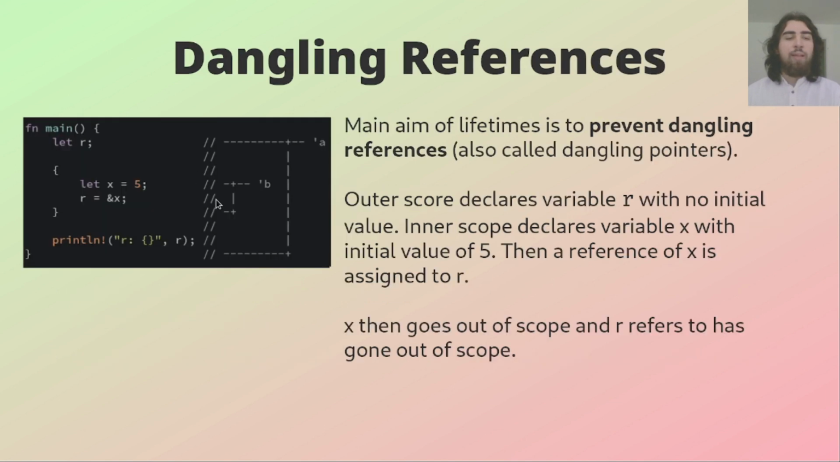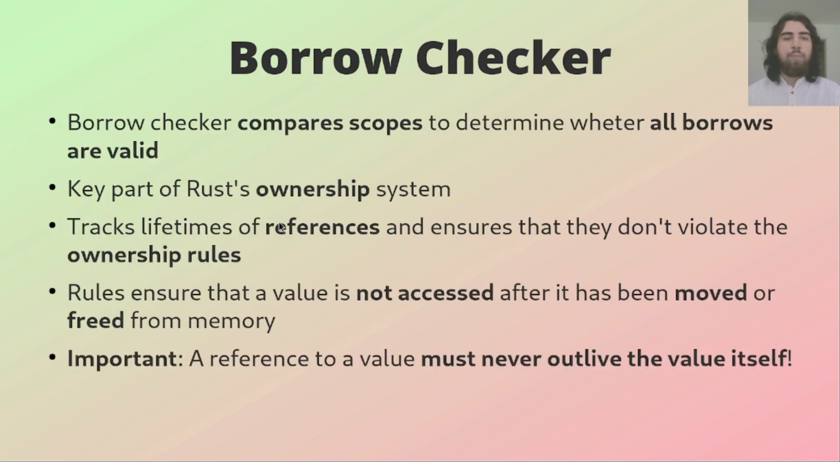So when we go back here, as you can see, we have here a reference to value 5. Now the problem is that this reference outlives the value itself, meaning x holding this value we are referencing goes out of scope, meaning the reference on here lives longer than the actual value it is referring to. Alright?